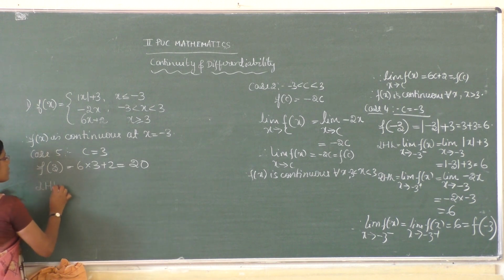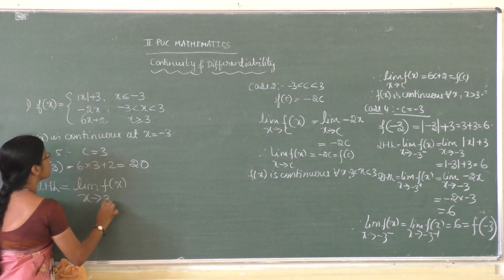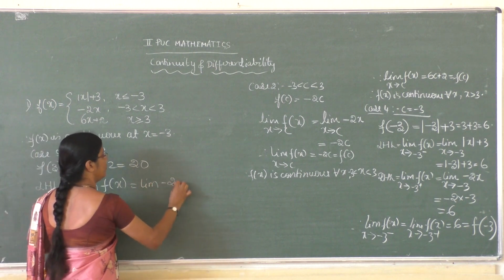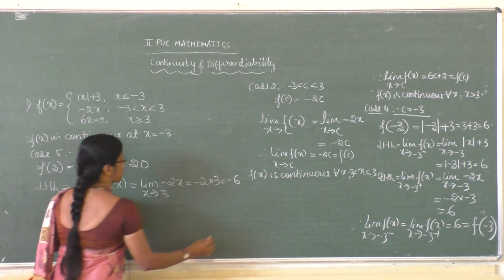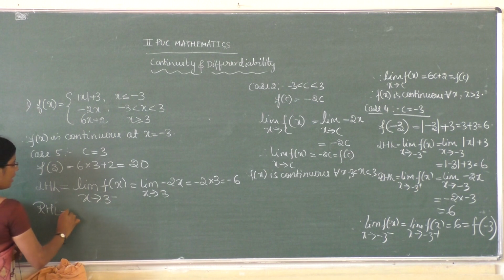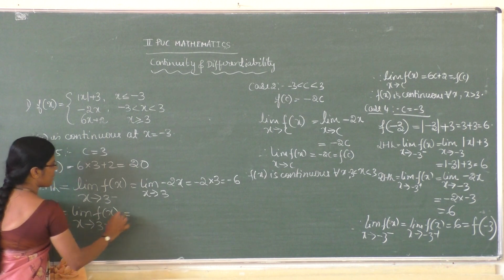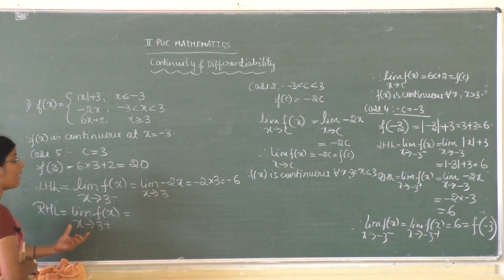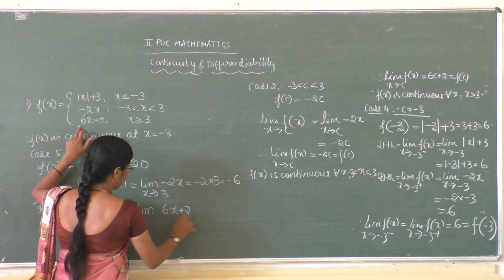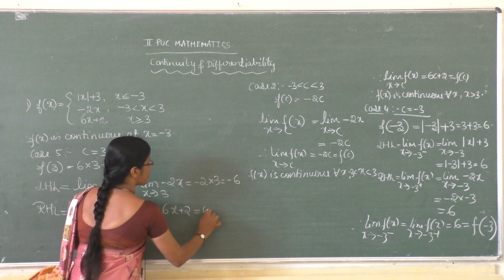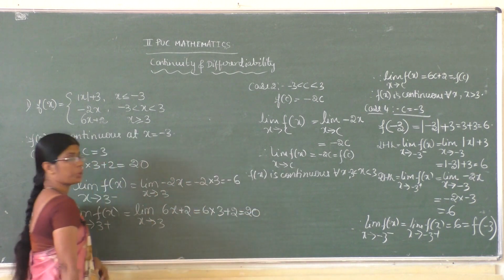So when x approaches to 3 from the left side, we are getting the function as minus 2x, and that equal to minus 2 into 3, minus 6. Right hand limit, that equal to limit of f of x as x tends to 3 plus, that is x approaches to 3 from the right side. In that case limit of the function 6x plus 2 as x tends to 3. So 6 into 3 plus 2, 18 plus 2 equal to 20.